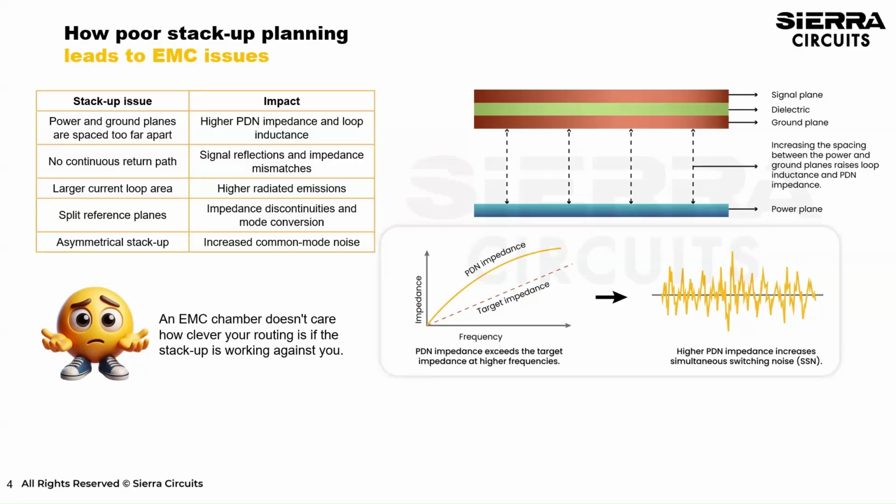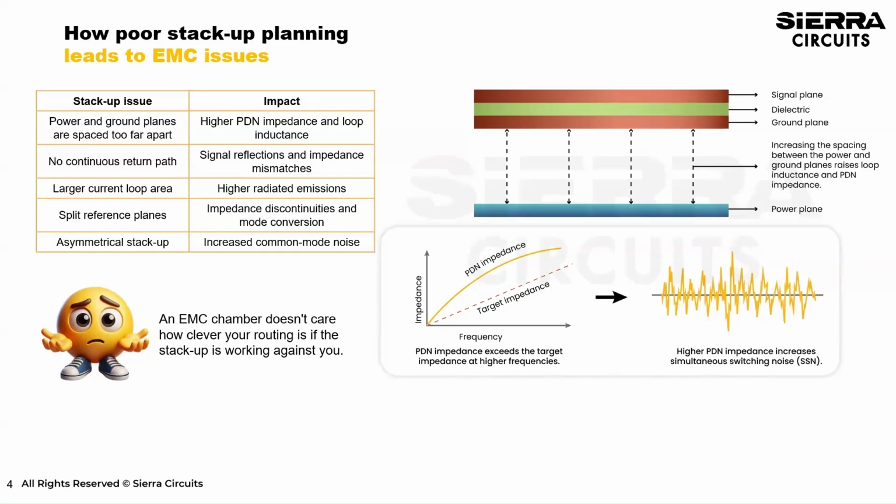Split reference planes also introduce another problem. Whenever a signal crosses a split, the return current is interrupted, creating impedance discontinuities, which is one of the biggest contributors to EMC failures. Finally, we'll talk about an asymmetrical stackup, which can create imbalanced current paths and increase common mode noise, making the board more susceptible to both emissions and interference.